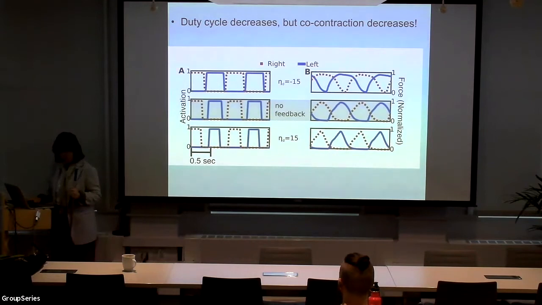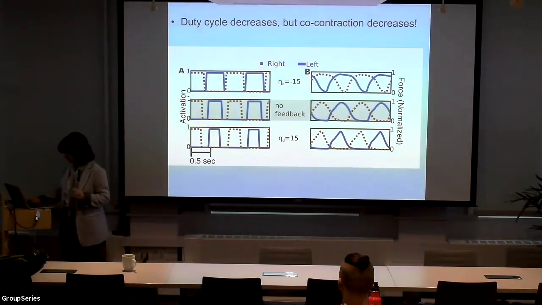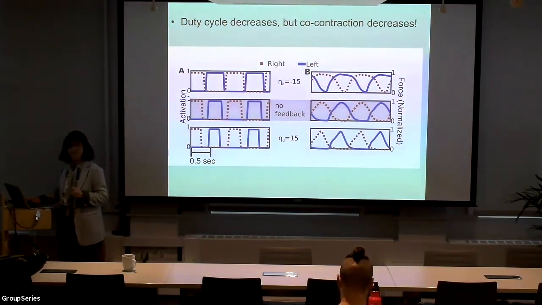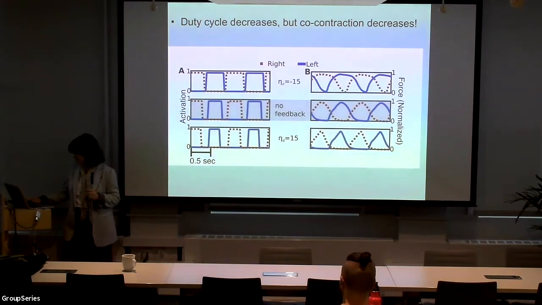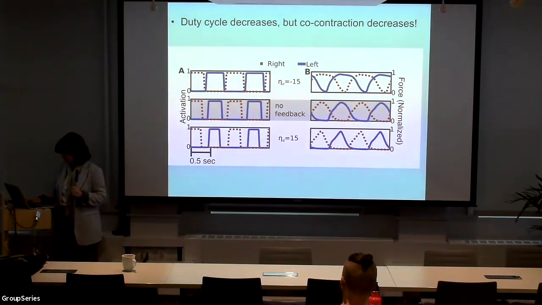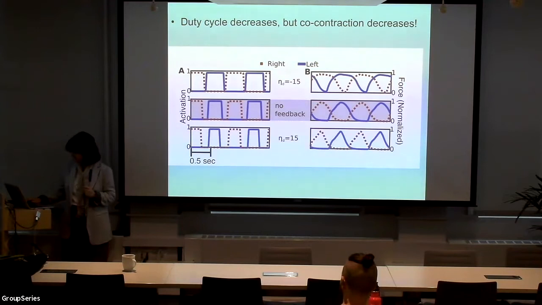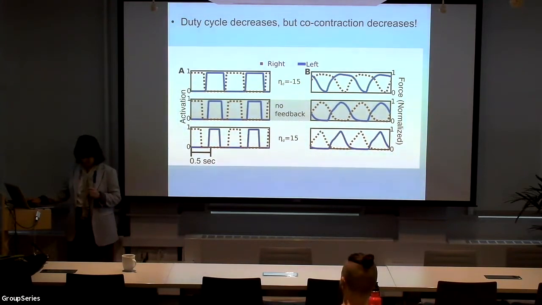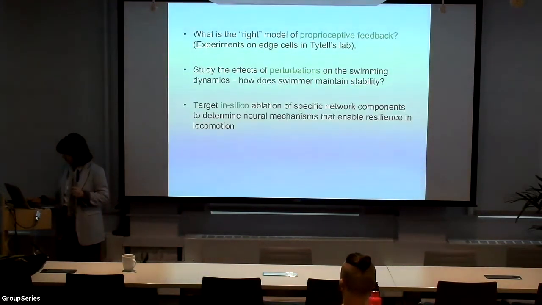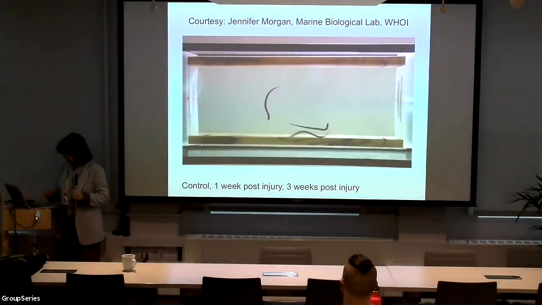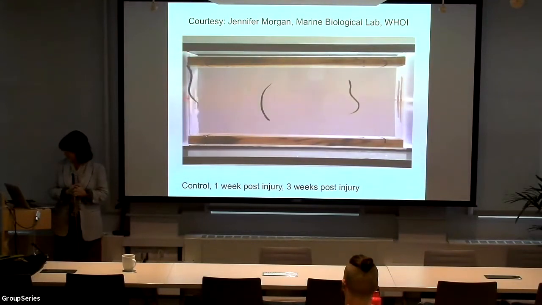But let me talk about some exciting new work that I'm involved with. I'm part of a project of 17 investigators that went out to the NSF NeuroNex program just last week, studying the neural mechanics of three different types of undulatory swimmers, and I'm part of the fault tolerance research group. So let me show you what that is. These are from Jen Morgan's lab at MBL up at Woods Hole, who is the PI of this project.